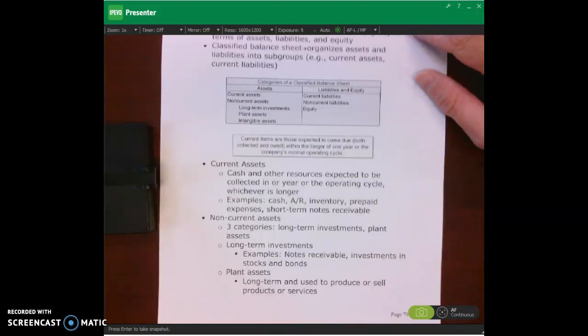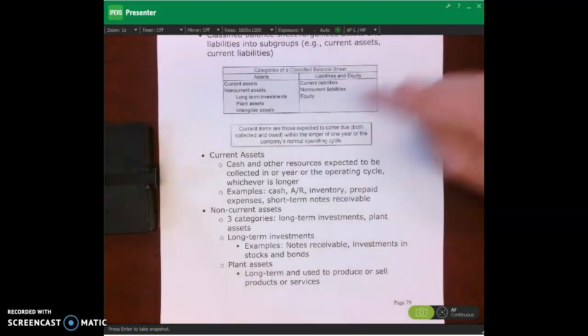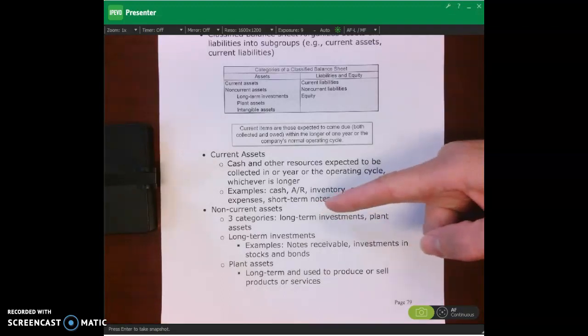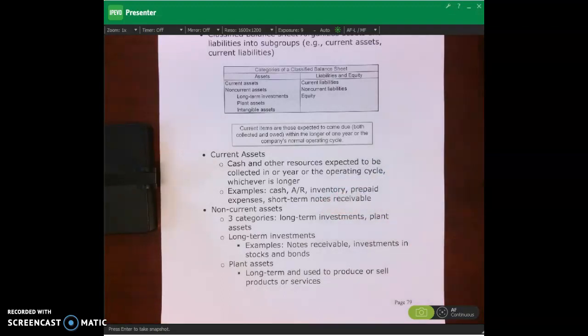So let's talk about current assets. Some examples of current assets: cash and other resources that we expect to collect in a year and turn into cash, or the operating cycle, whichever is longer. Again, think a year. Examples are cash, accounts receivable, inventory, prepaid expenses, short-term notes receivable. Supplies is another current asset, okay?